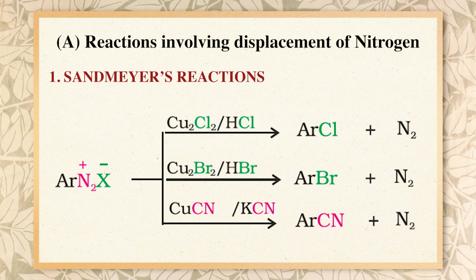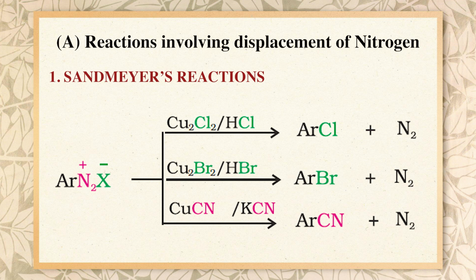Students, you can carefully see that in these reactions, the diazonium group is replaced by a chloride, bromide or cyanide ion in the presence of copper, and nitrogen molecules are released as a byproduct of the Sandmeyer reaction.